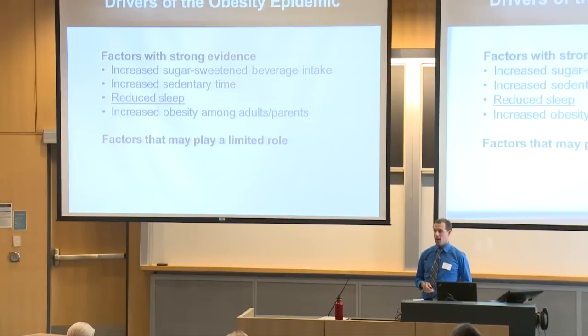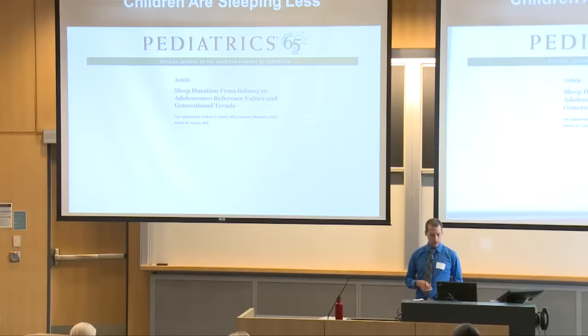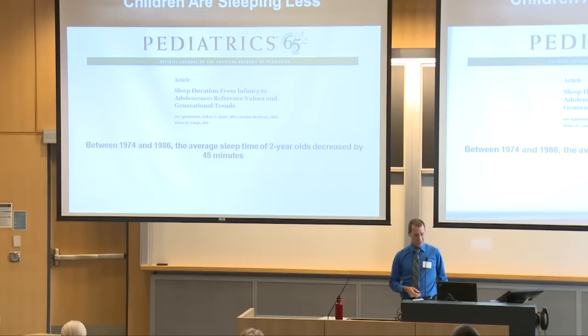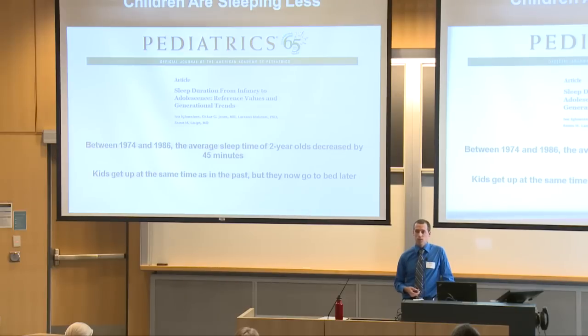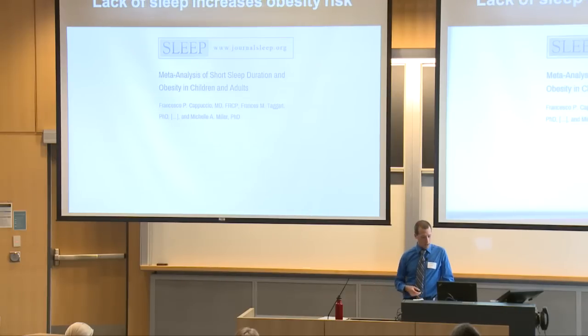So looking at the next factor that's sort of related to screen time is reduced sleep. So sleep duration, unfortunately, seems to have decreased in recent decades, which is probably no surprise to anyone. So between 1974 and 86, the average sleep time of 2-year-olds decreased by about 45 minutes a night, which is pretty substantial when you think of a toddler. And it seems like the issue is that kids get up at the same time they always did, but they now go to bed later. And that may be partially due to increased screen time.